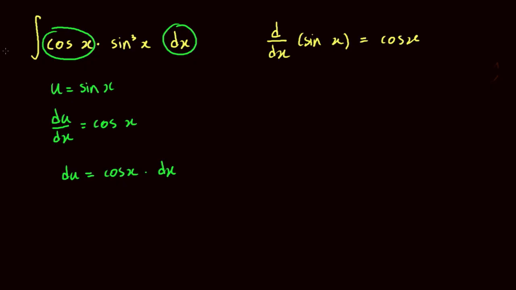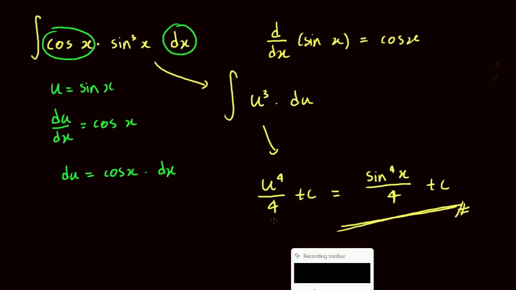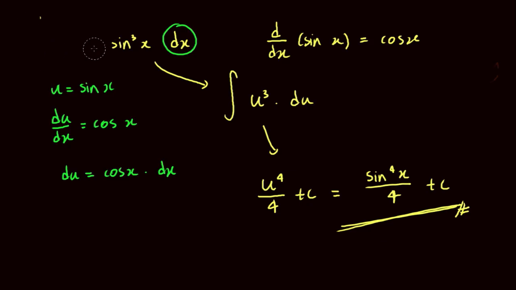So now your integral becomes much simpler. Your integral simply becomes u cubed times du. And of course, as you solve it, it becomes u to the power of 4 over 4 plus c. And then you substitute it back, and it becomes sine to the power of 4 of x over 4 plus c. So yeah, that's basically your answer. Pretty straightforward also. Now let's go for a slightly more interesting problem. Let me just erase this real quick.